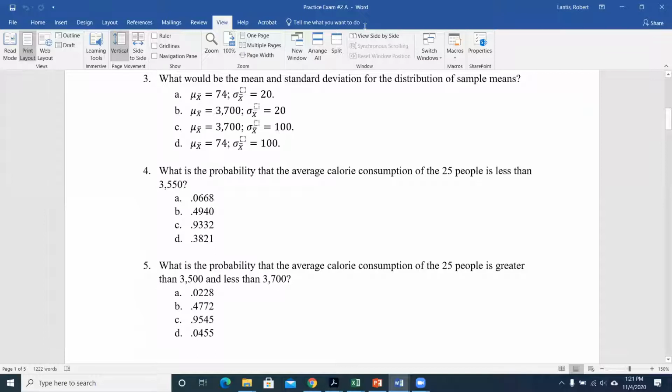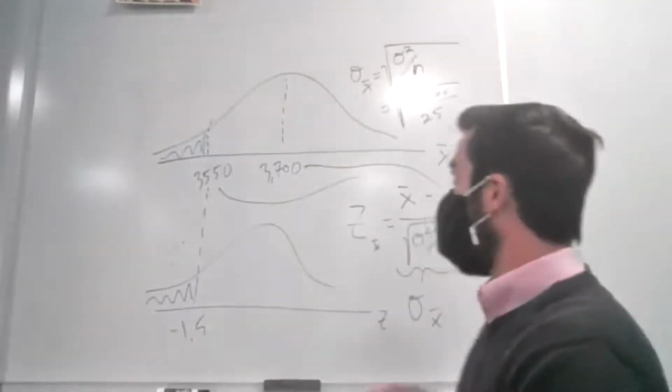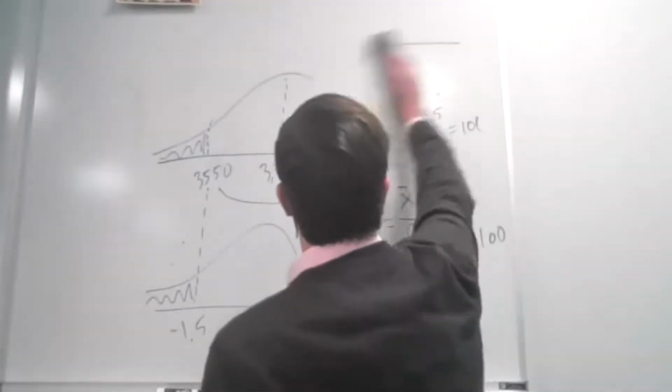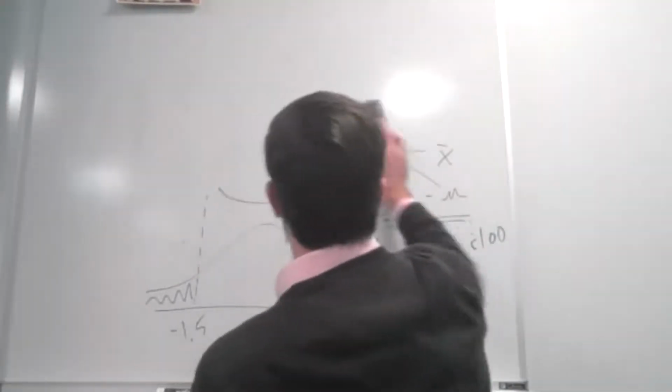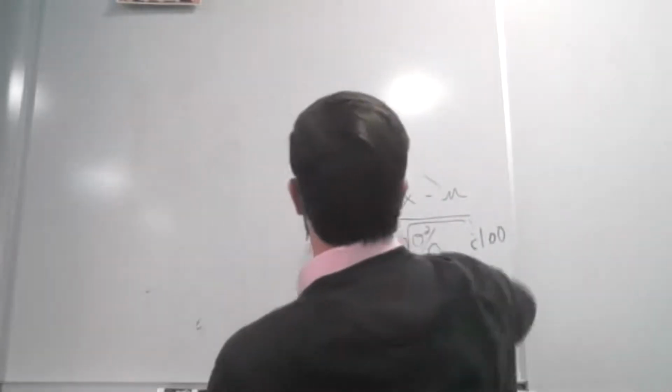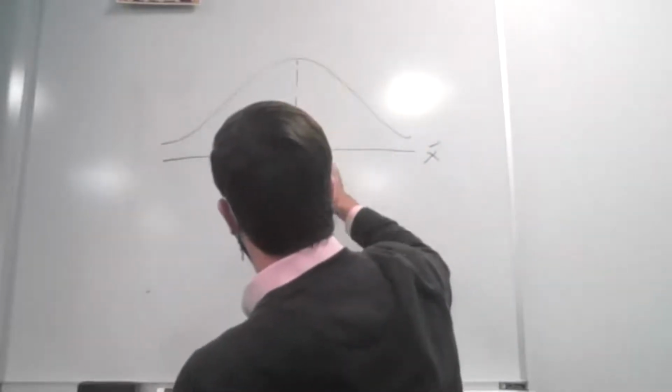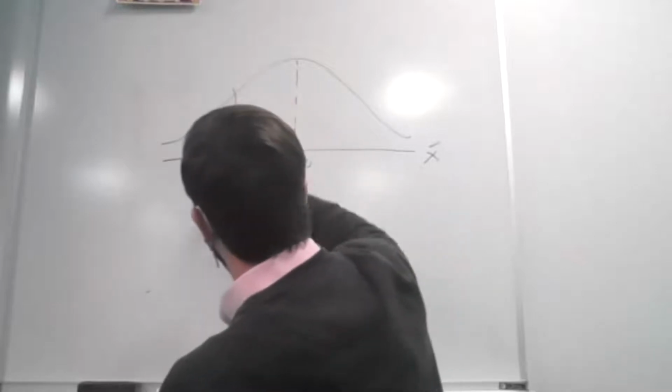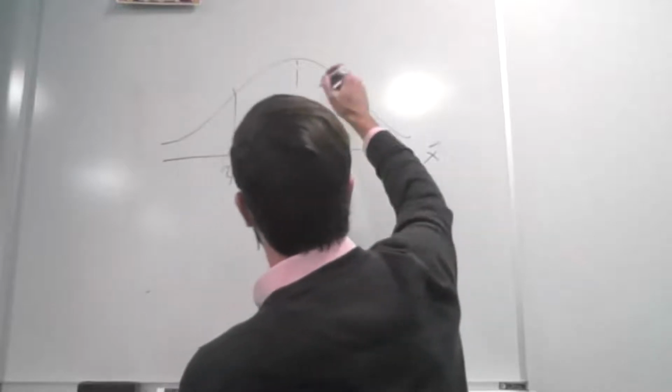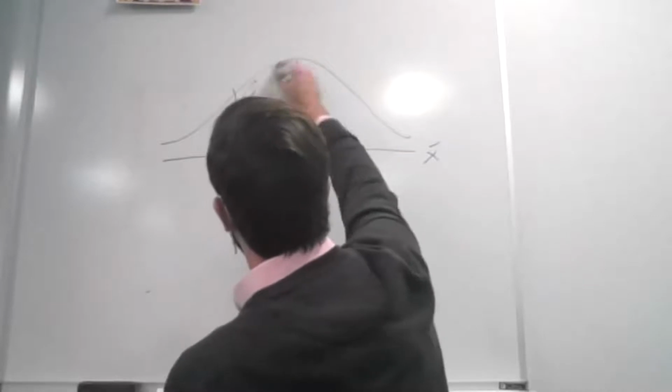I won't work out all the exact values because the answer key has all the formulas set up for you. But real quick, just to give you some insight on how to do that one, we're dealing with the same example, but we wanted the probability of being in between 3,500 and 3,700.